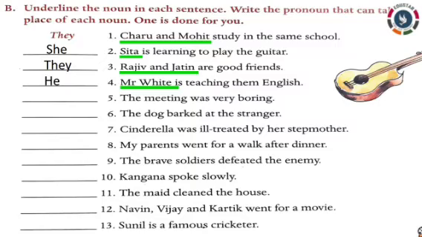Fifth sentence. The meeting was very boring. Here, about what are we talking? Meeting. This is an abstract noun and comes before the helping verb was. So use the subject pronoun it.